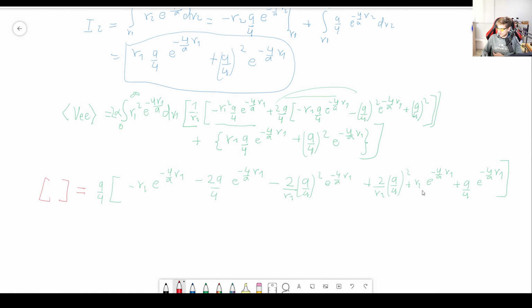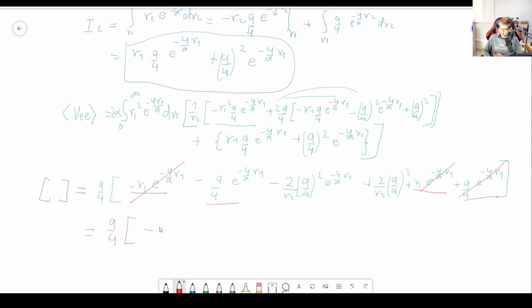So we have R1 e to the minus 4a R1, which is exactly the same as here. So bam, bam. Then we have, let's see, is there anything else we can simplify? This and this. We have the exact same thing, except that here there's a 2 and here there's a 1. So this will get rid of this 2 right here. Okay, so basically this entire term will be a over 4.